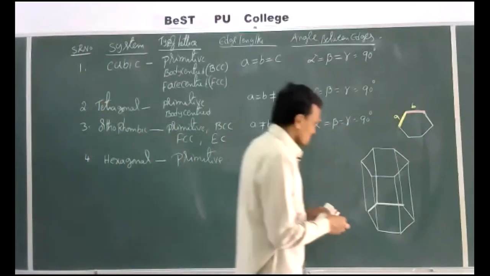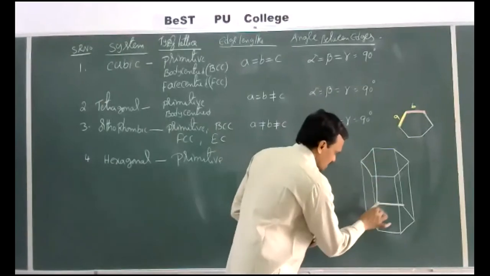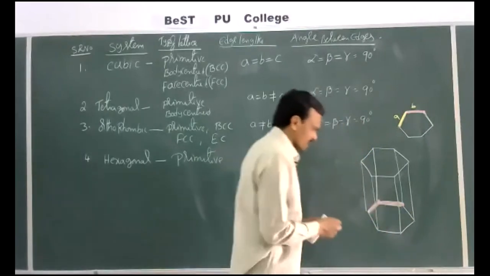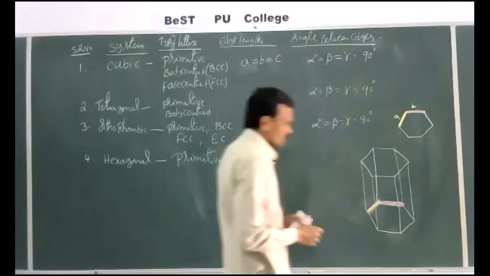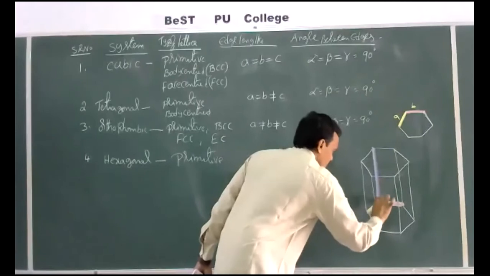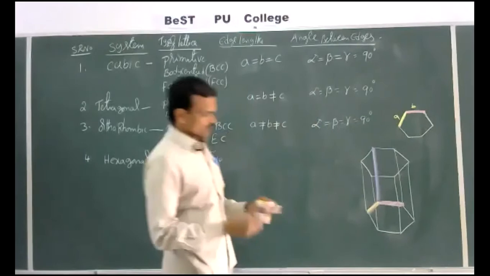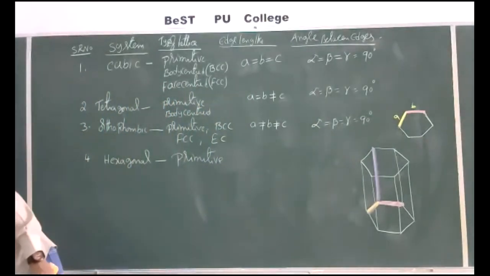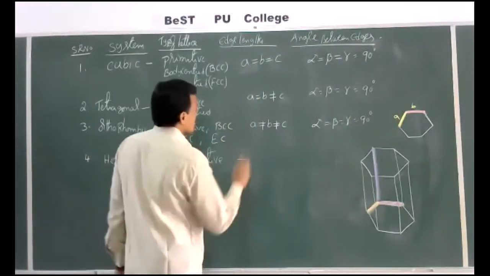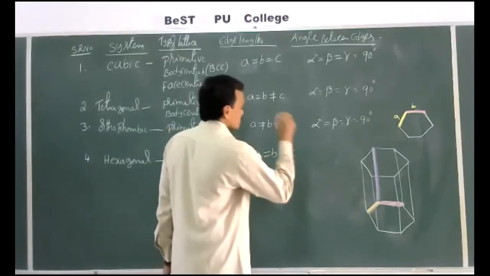And what about this one? Just assume this is actually a three-dimensional diagram. This length and this length will both be the same, not different. And what about the third one? This is C. So one is A, next one is B, another one is C. So here A value and B value are the same but not equal to C. So here the edge length parameters are A is equal to B but not equal to C.